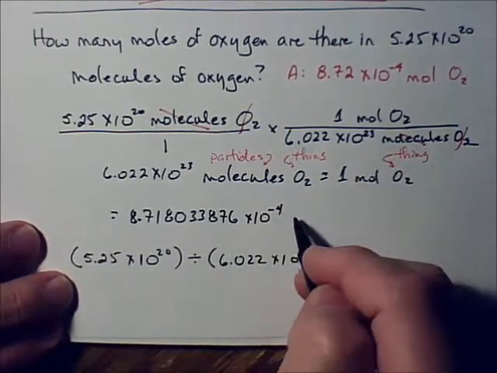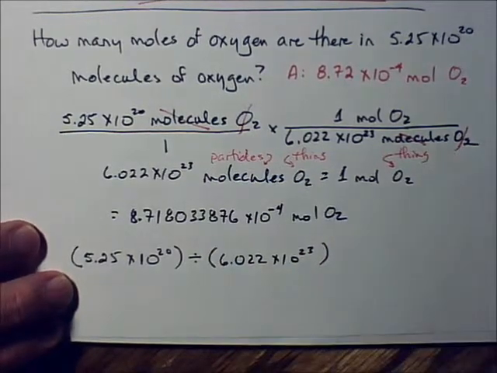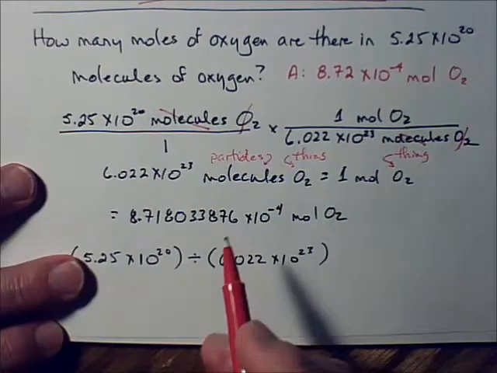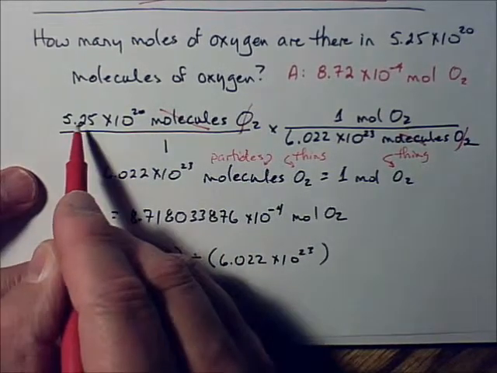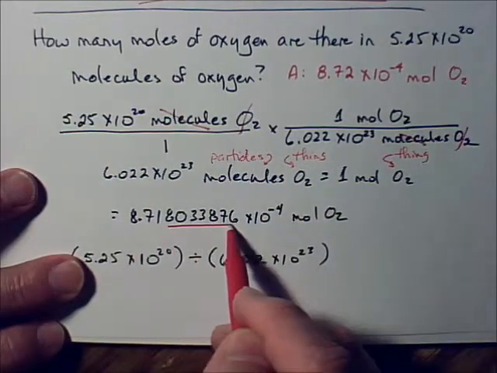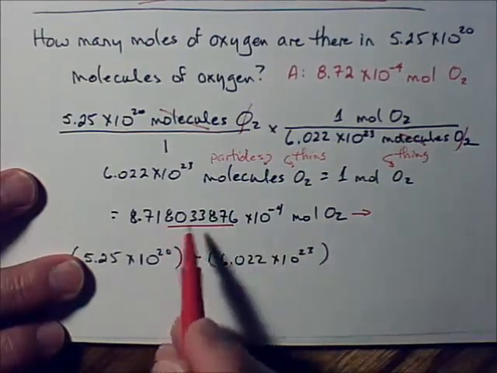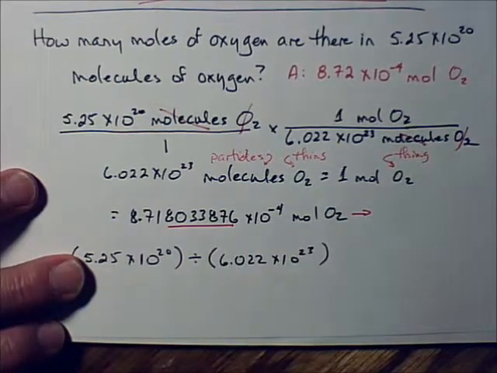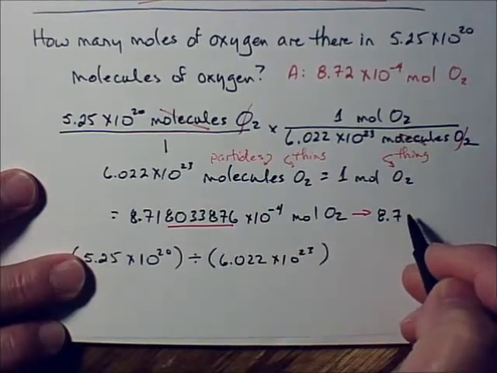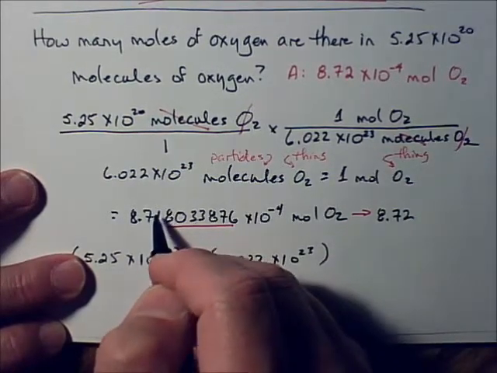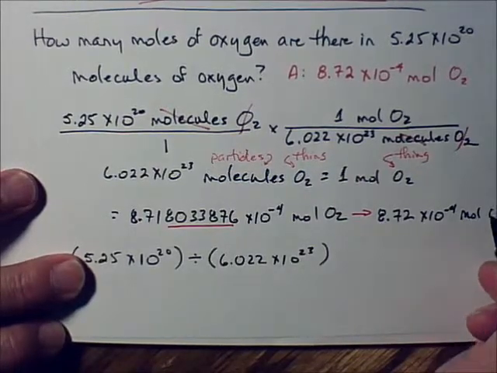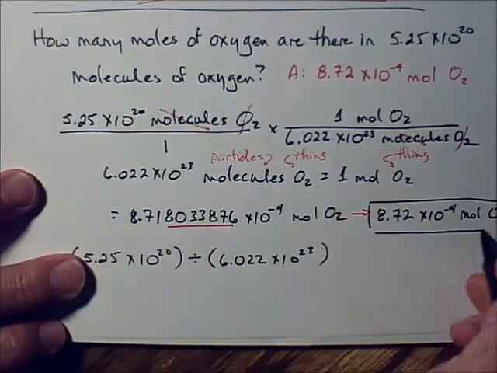And since we cancel molecules in O2, we have moles of O2 left. What do we need to do to get our final answer? How many digits? 3 digits. 1, 2, 3 digits here, 4 here. We want the least digits here. 3. Underline the insignificant digits. Draw an arrow to show a rounding off. Then 8.72, because the 8 makes the 1 round up, times 10 to the negative 4th moles O2.